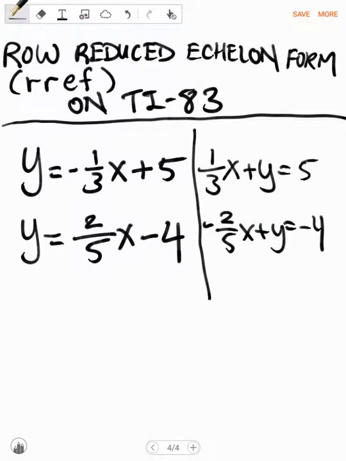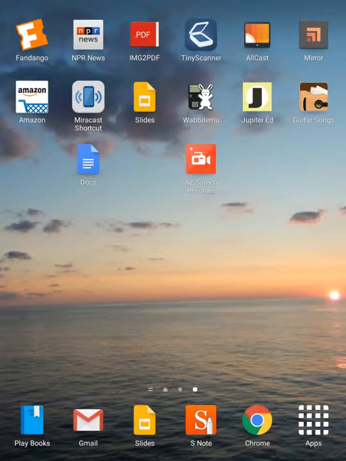The setup right now is set up for the elimination method, if you recall. This is what we are going to be inputting into the calculator: the coefficients for x, the coefficients for y, and then the answers here, 5 and negative 4. Okay, all right. So I want to go back to the graphing calculator.